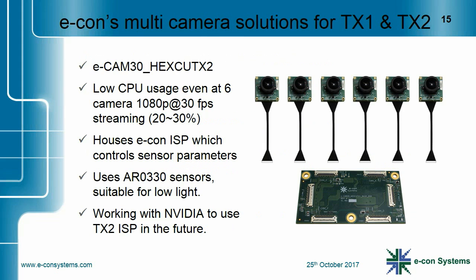This is e-con's multi-camera solution for the TX1 and TX2, called the ECAM30 Hex CU-TX2, and it has support for up to 6 cameras and can stream 1080p at 30 fps with very low CPU overhead. It uses the AR0330 sensor from onsemi, which is very popular for its low light imaging capabilities, and it also uses the e-con ISP for controlling different sensor parameters and getting the highest quality of image. We are in talks with NVIDIA to get the TX2 ISP to work with this sensor in the future, and this might be done at a later date.